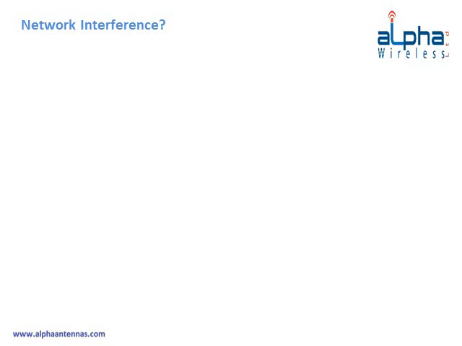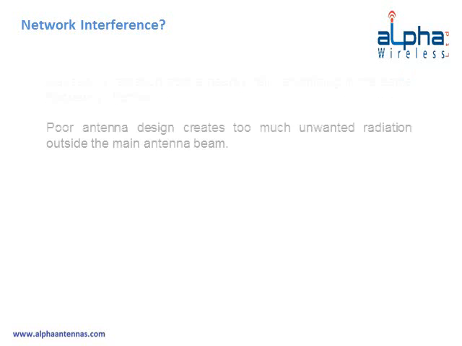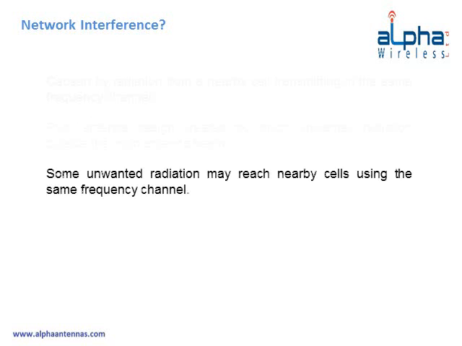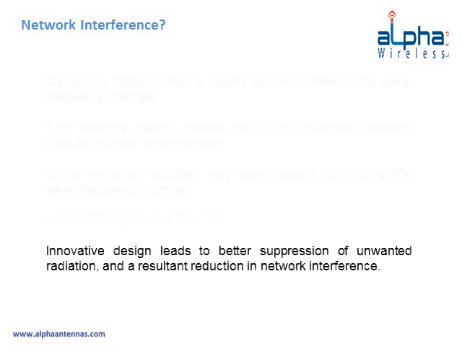What is network interference? Networks are built using multiple base stations. Unwanted radiation from nearby cells can affect local transmissions. A poor antenna design doesn't help, as antennas can create unwanted radiation, and therefore contribute to network interference. Knowing how to choose the right antenna can help.